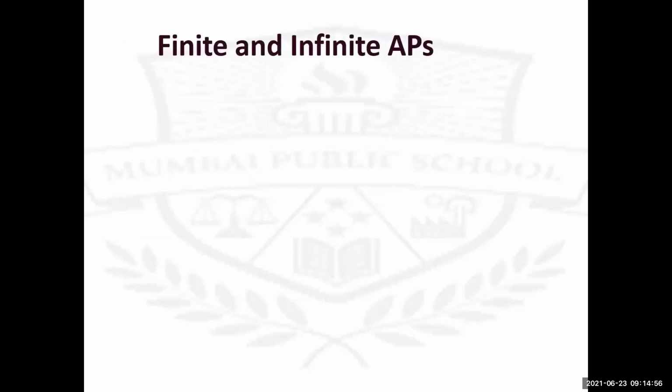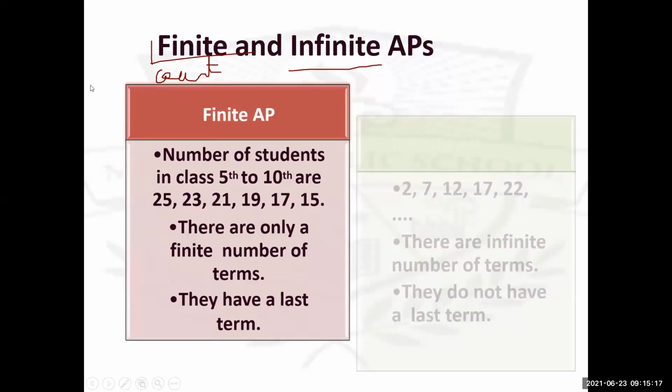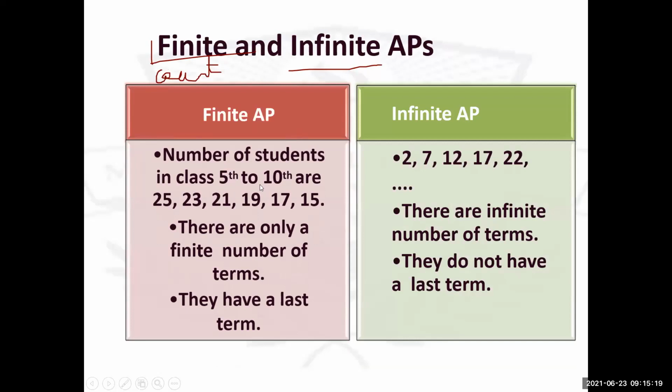Finite and infinite arithmetic progressions. Now see, from the word itself you come to the definition, finite and infinite. For finite you can count. And here you cannot count. It is infinite. Check the number of students in class 5th to 10th. You can count, because they are finite numbers. And they have the last term, but for an infinite AP, you cannot get the last term because you don't know which is the last number.